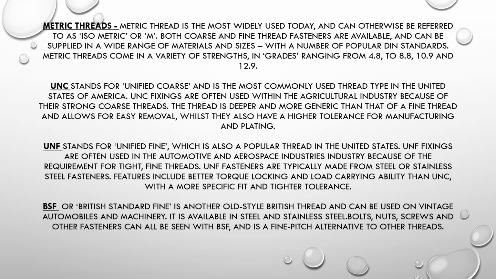So there is the metric thread. Metric thread is the most widely used today, and can otherwise be referred to as ISO metric or M. Both coarse and fine thread fasteners are available. In metric threads, you will find both coarse thread and fine thread. If you don't know what coarse thread and fine thread are, you can go to my previous video where I explained the difference between them and the advantage of coarse thread over fine thread and fine thread over coarse thread. Metric thread comes in both coarse and fine, and can be supplied in a wide range of materials and sizes with a number of popular DIN standards.